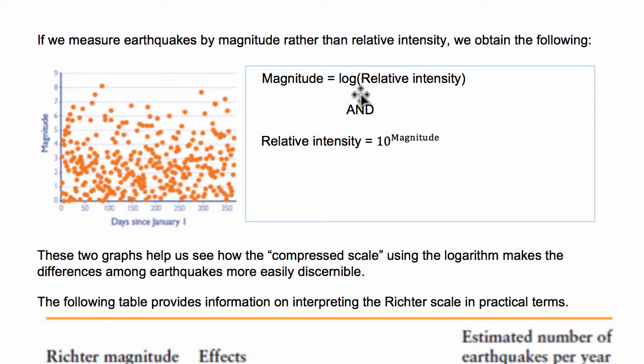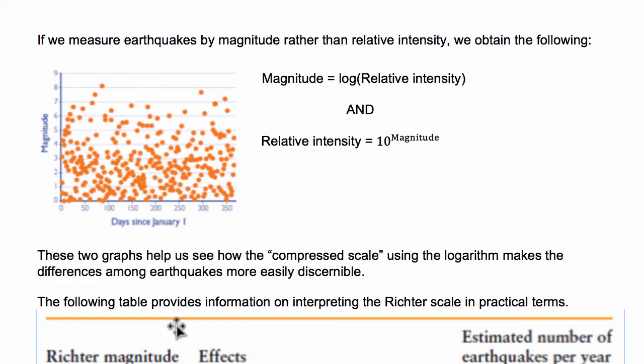This means if the relative intensity of the earthquake was 100, the magnitude would be 2. Of course, we might be given the magnitude and want to know the relative intensity. In that case, we will want the exponential form of this equation. Recall, to go from logarithmic form to exponential form, a 10 will replace the log, and the variables will flip-flop. So the exponential form equivalent to this logarithmic form is relative intensity equals 10 to the magnitude.